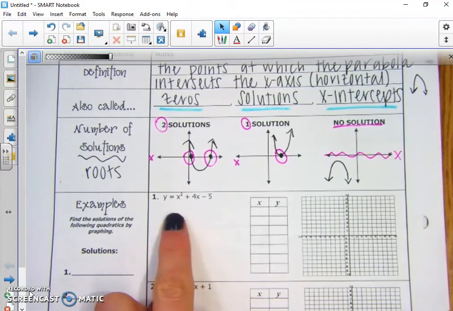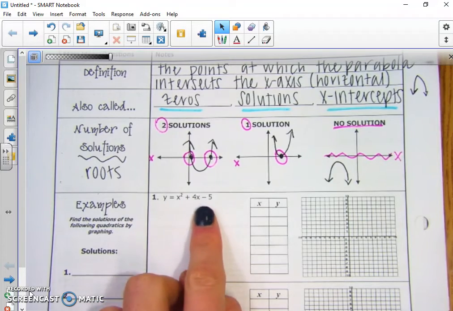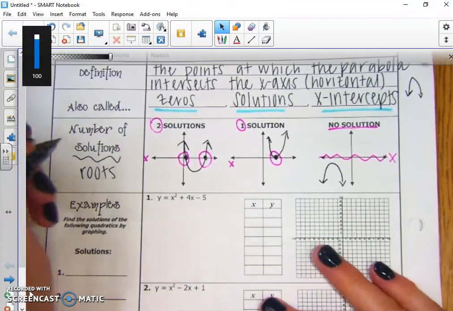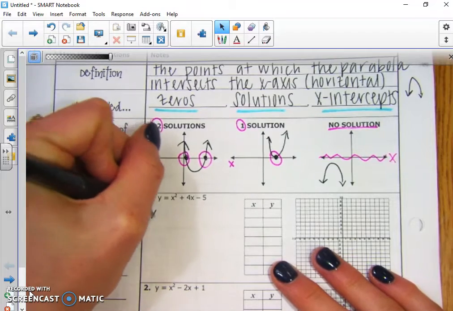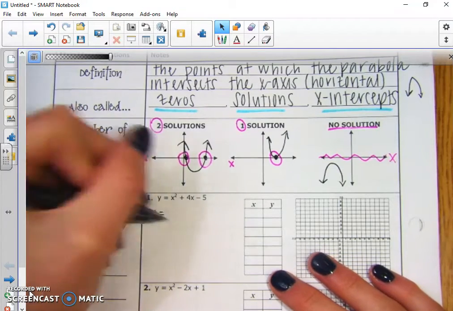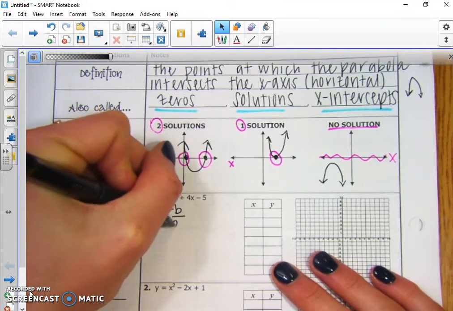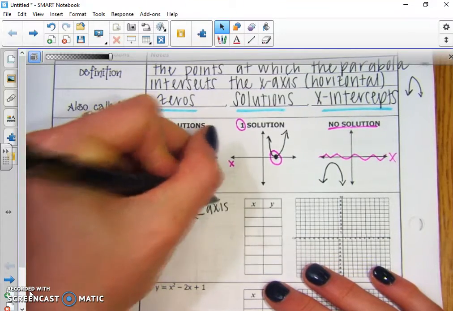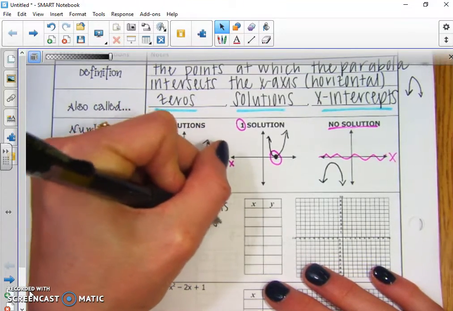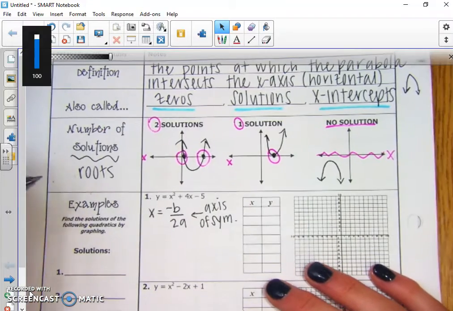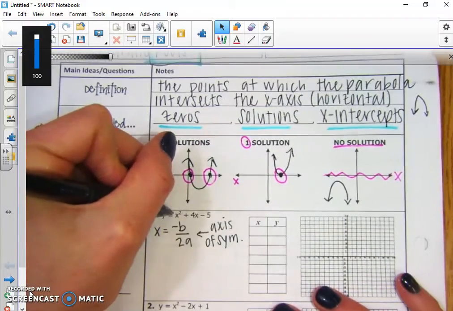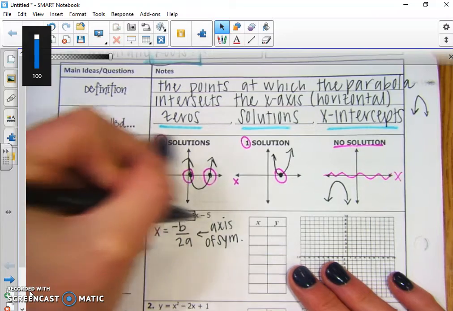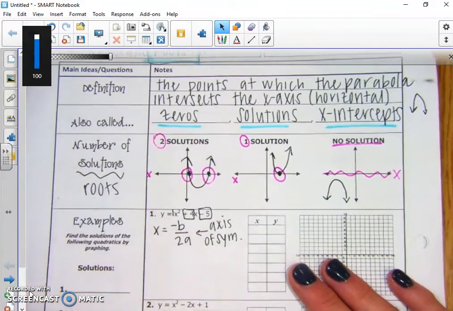So here's our first one, y equals x squared plus 4x minus 5. First thing I want to do is find the axis of symmetry. So remember, to find that we do x equals negative b over 2a. That's our axis of symmetry. I'm just going to abbreviate symmetry. So I have 1 for a, b equals 4, and c equals negative 5.